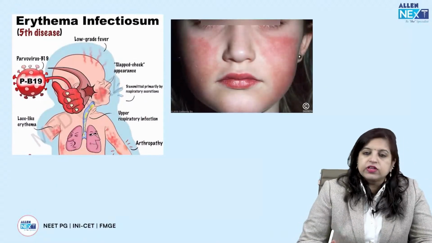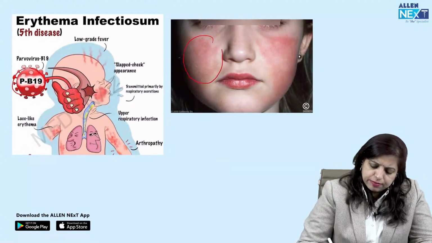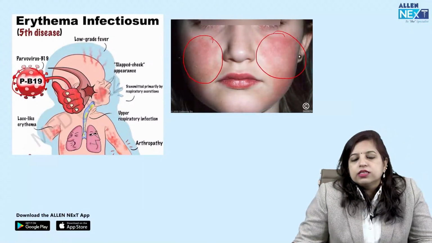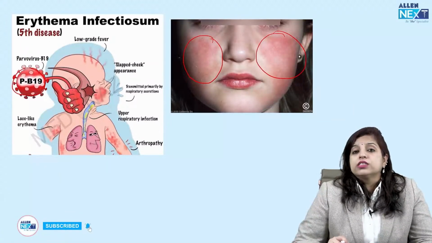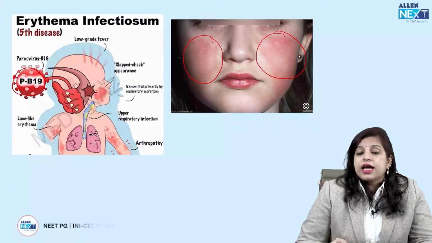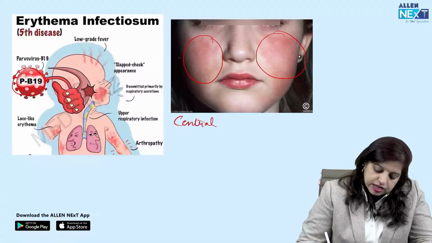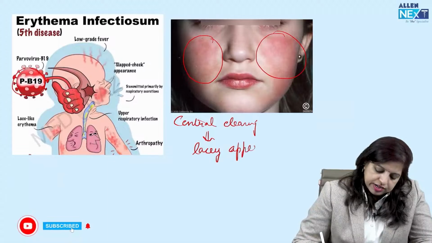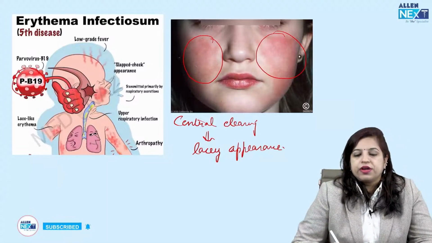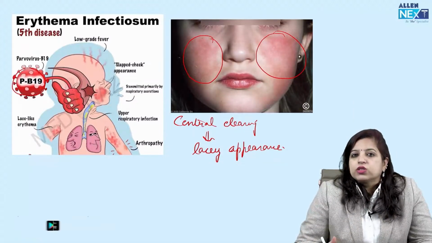Then erythema infectiosum, caused by parvovirus B19, right? We have a slapped cheek appearance, and slowly this rash will spread to the rest of the body. On the trunk, this rash undergoes central clearing, and because of the central clearing, it gives a lacy appearance to the rash. The rash assumes a lacy appearance when it appears on the trunk, right? And this is caused by parvovirus B19. This can go on to also cause arthropathy.